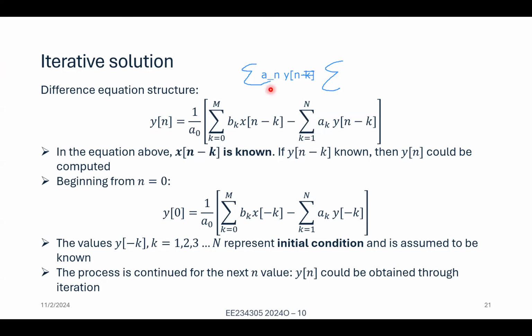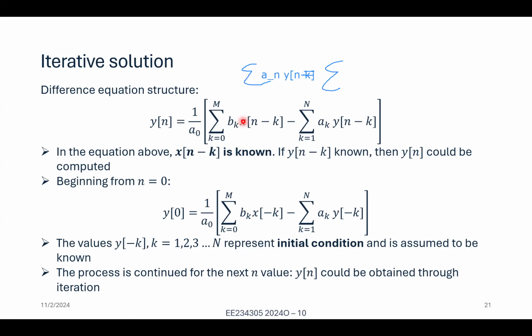So we'll have yn, we'll have yn minus 1, we'll have yn minus 2. So here the difference equation structure is we have this yn, the difference of x and y. We could show it this way. Now, in this equation above, we know that xn minus k is supposed to be known. If yn minus k is also known, then we can compute yn.